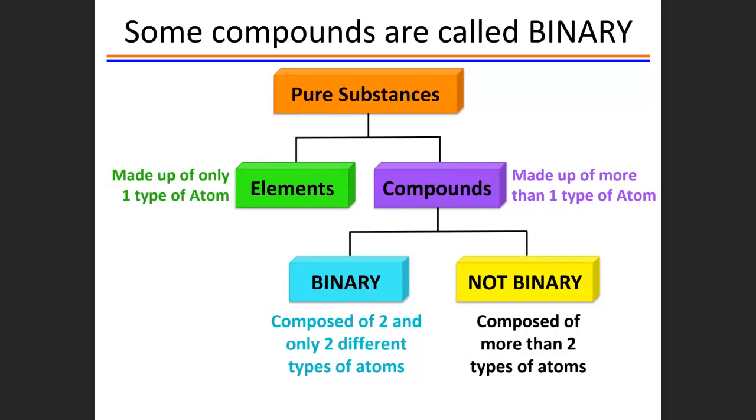Some compounds are called binary. Binary means, bi means 2, correct? So binary compounds are compounds composed or formed by 2 elements. It can be a binary compound made by ionic bonding or by covalent bonding. An element is made up of only one type of atom, and in the case of a compound, we know there is more than one. Binary is composed of 2 and only 2 different types of elements. Not binary is composed of more than 2 types of elements.